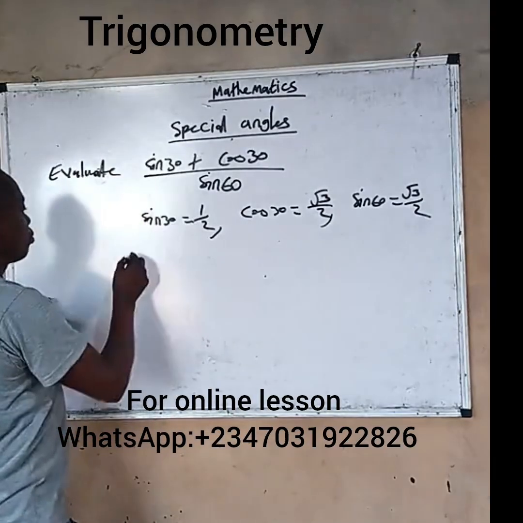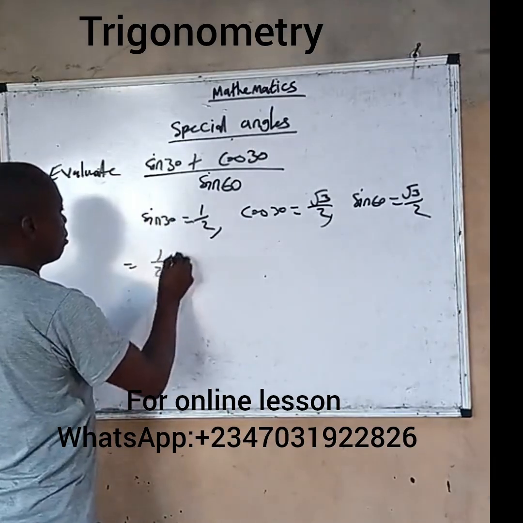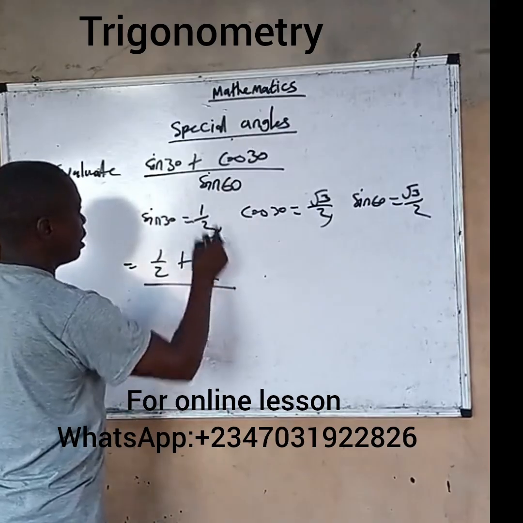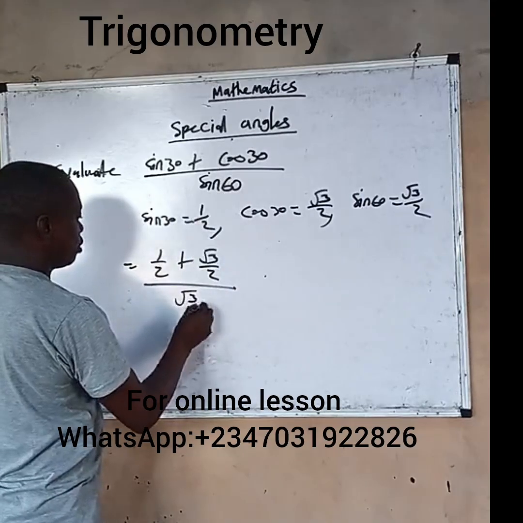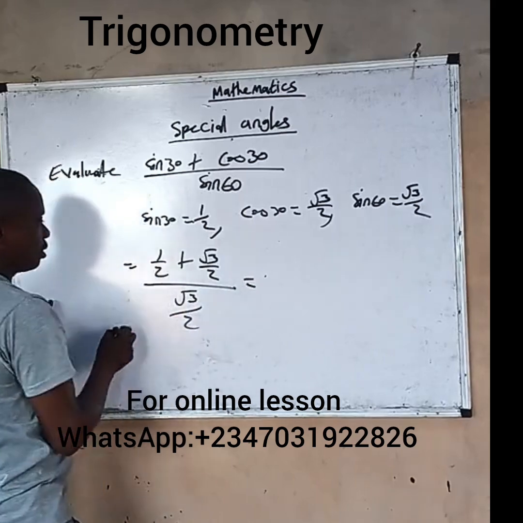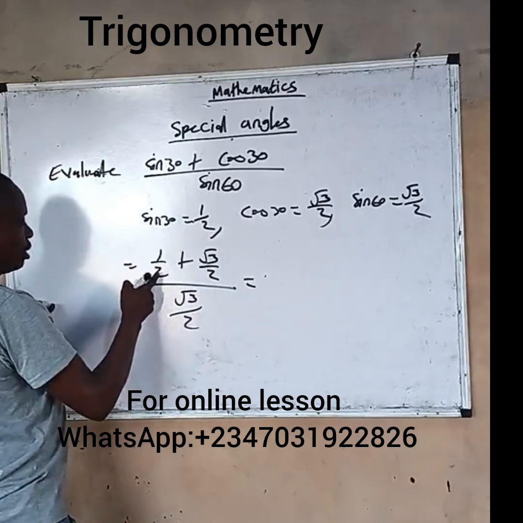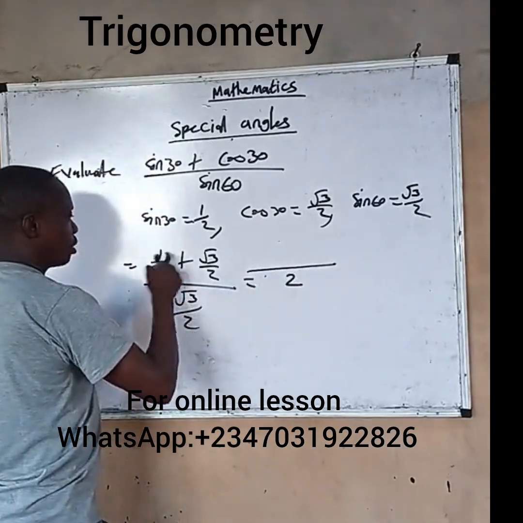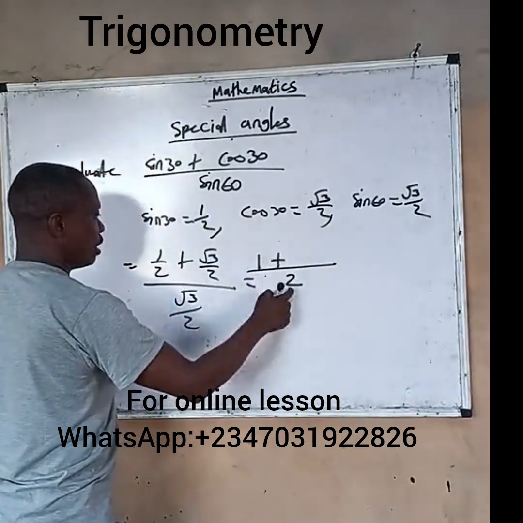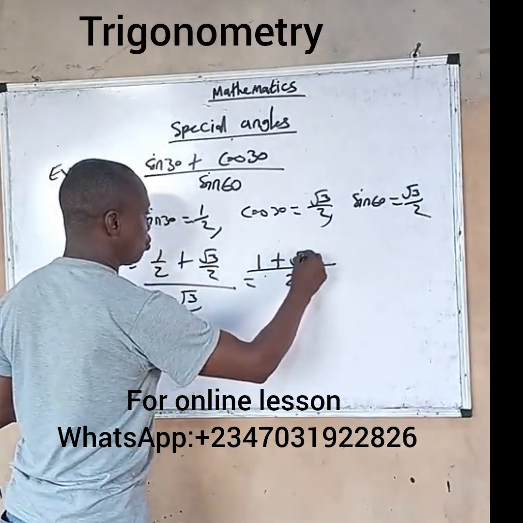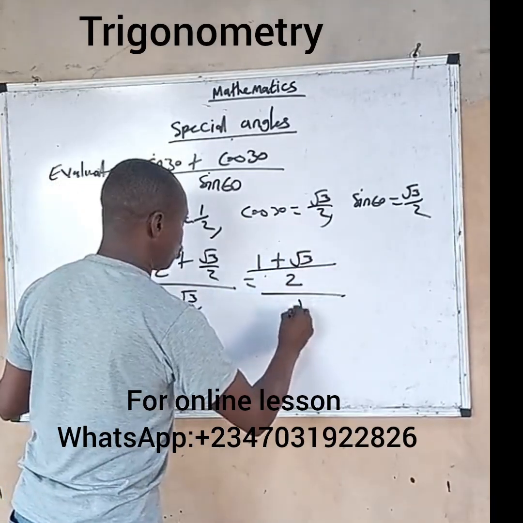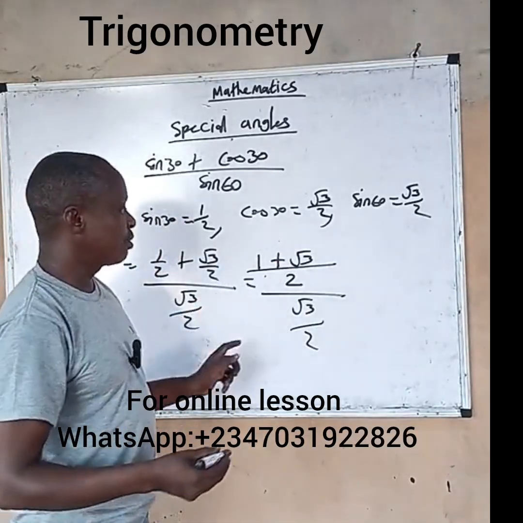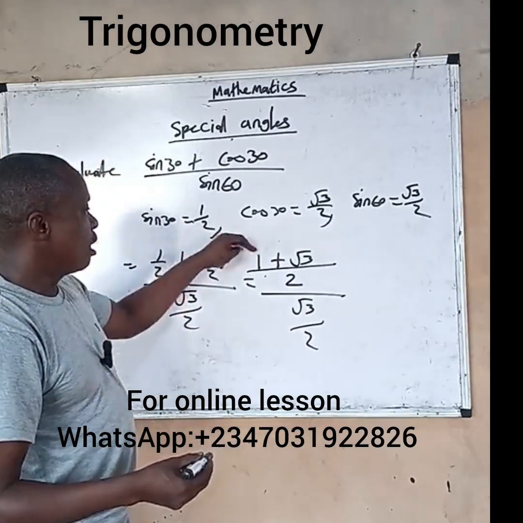So now let's substitute. Sine 30 is half, plus cos 30 which is root 3 over 2, divided by sine 60 which is root 3 over 2. So you now work the LCM of the numerator. The LCM of 2 and 2 is 2. 2 divided by 2 is 1, 1 times 1 is 1, plus 2 divided by 2 is 1, 1 times root 3 is root 3, over 2. Now, don't go and do 1 plus root 3. They are not like terms, so you cannot add. You leave it like that.